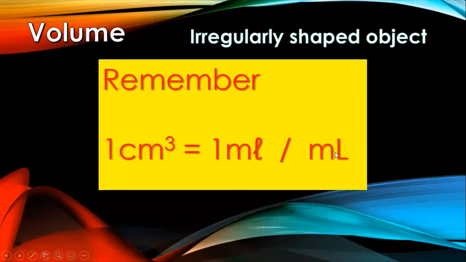The reason I've included the second one over here is because some of the worksheets I use are American, and they've got little m, big L. It means the same as this. You know the Americans, they like to be different.